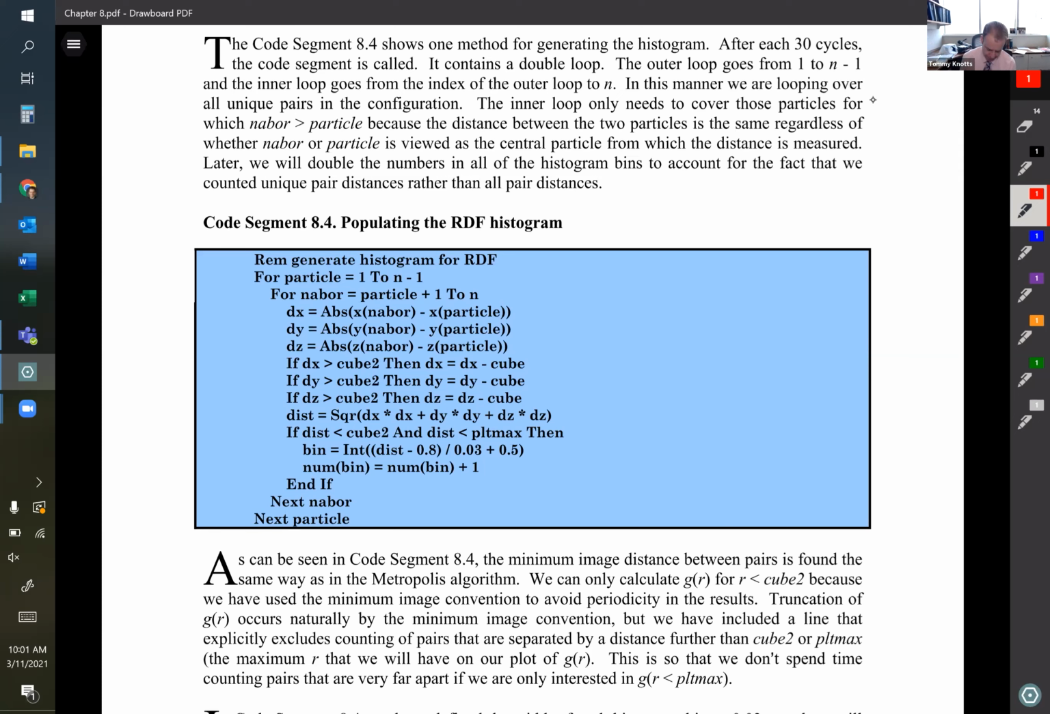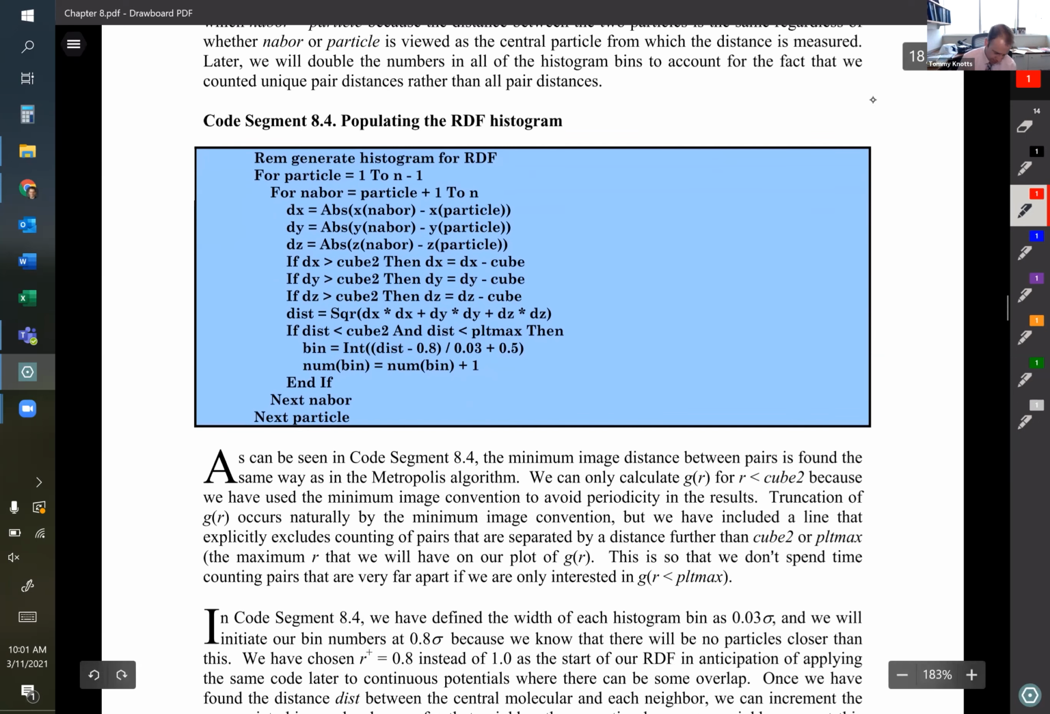Well, here's one way to do it. To calculate the histogram for that RDF, we're going to calculate how probable it is a particle is 0.8 away, 0.9 away, 1 away, 2 away, 3 away.